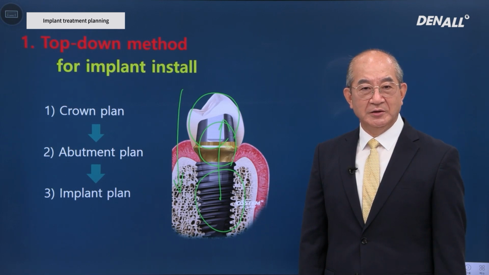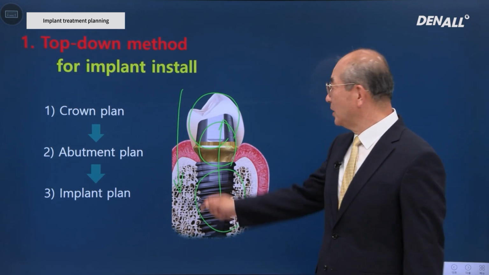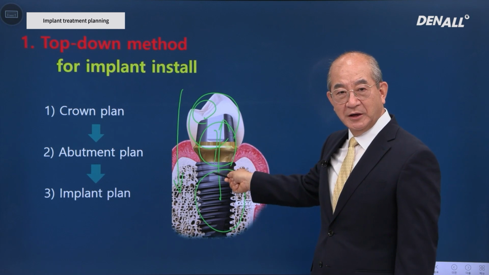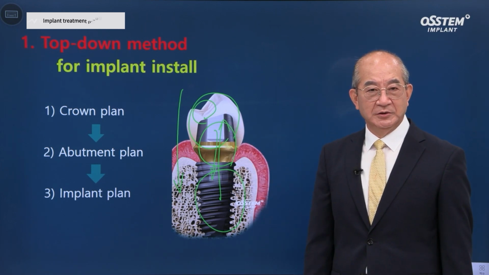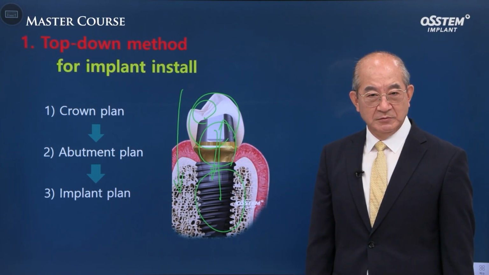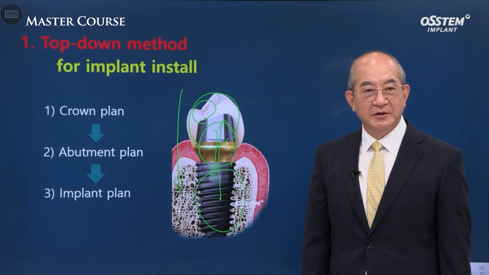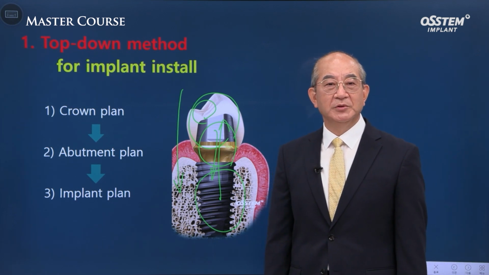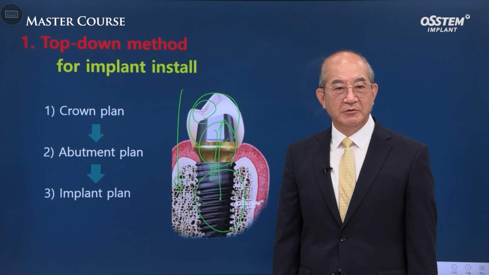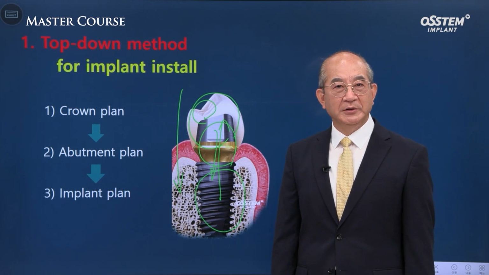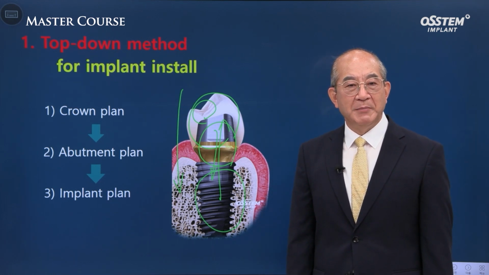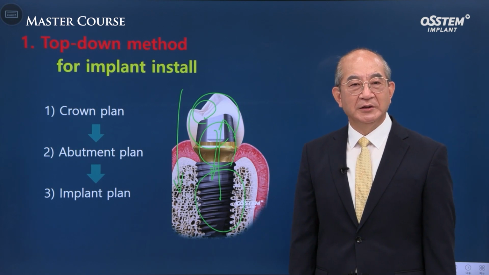The master course treatment planning process centers around the top-down method in which the crown is selected first. When coming up with an implant treatment plan, you need to plan for the crown first, followed by the abutment, and then the implant. This is the top-down method. Please remember this.